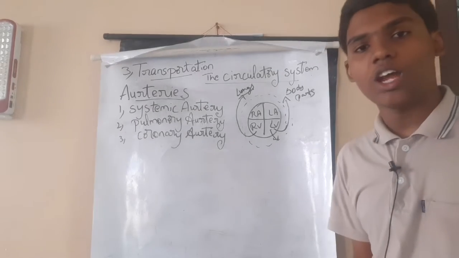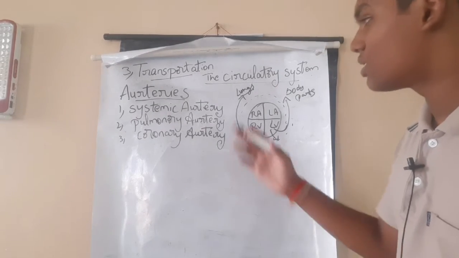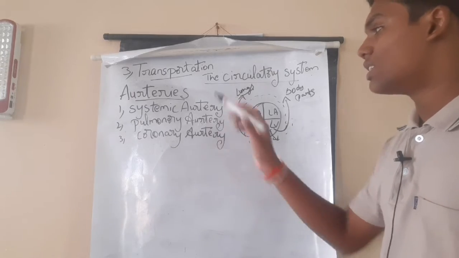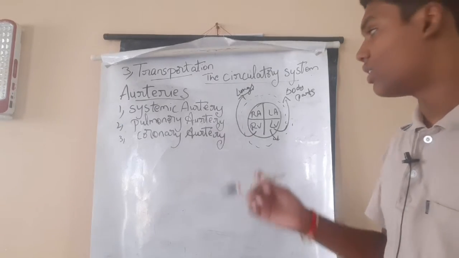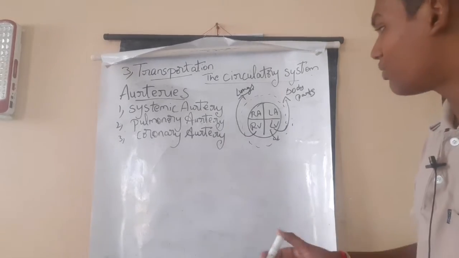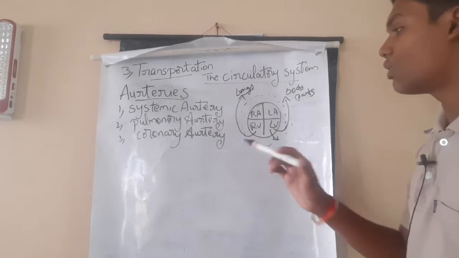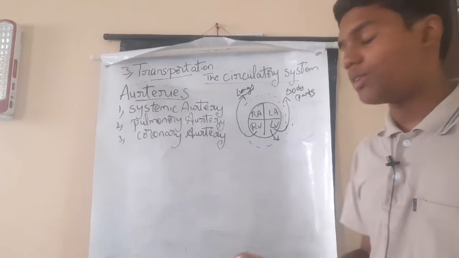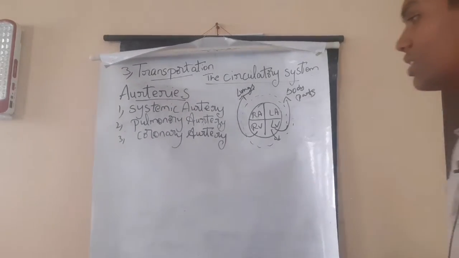These are about the types of arteries. Okay, systemic, pulmonary and coronary. Systemic, deoxygenated blood from left ventricle to body parts. Pulmonary, oxygenated blood from right ventricle to lungs, and coronary, deoxygenated blood from left ventricle to heart muscles.